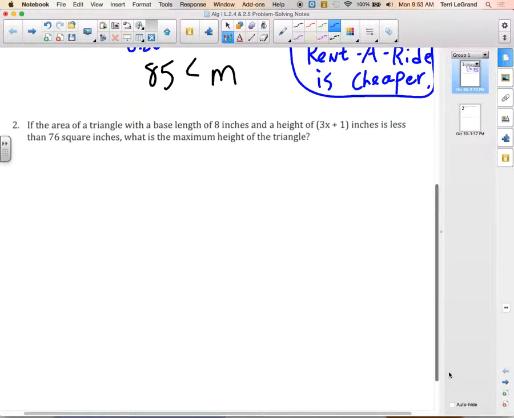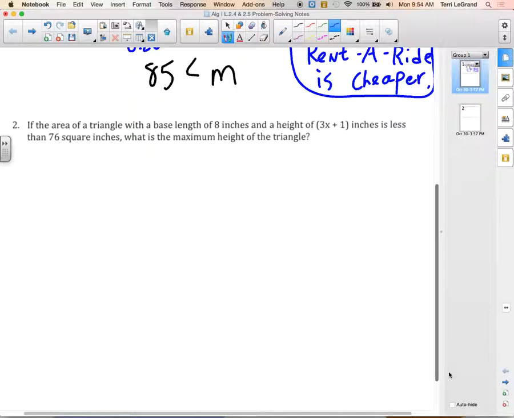Any questions about that one? No. Okay, let's look at this next one. If the area of a triangle with a base length of 8 inches and a height of 3x plus 1 inches is less than 76 square inches, what is the maximum height of the triangle?